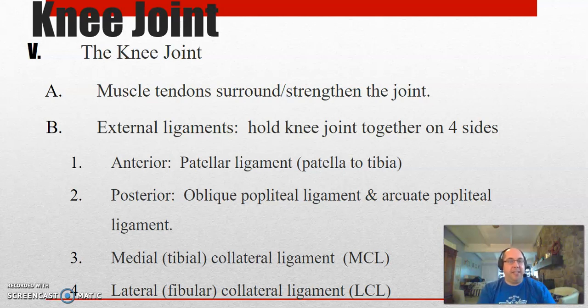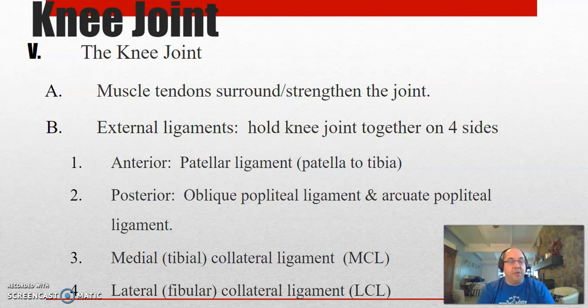So you know where your patella is, it's your kneecap, and it goes down to that tibial tuberosity and helps to hold together the front of the knee. On the back, if you remember from way back in the first chapter, we said popliteal means related to the back of the knee. You have these popliteal ligaments, oblique and arcuate popliteal ligaments, and they kind of just crisscross across the back of your knee, and I'll show you what they look like in a minute.